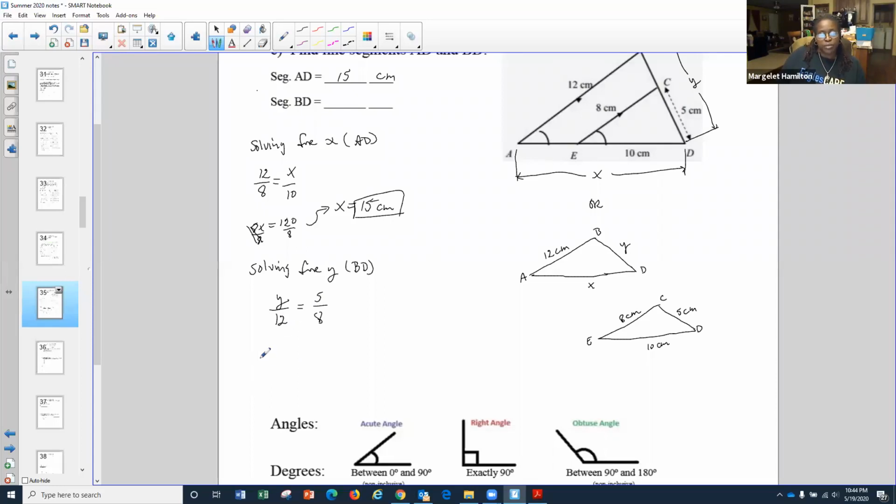Here I am cross multiplying. I get 8y. 12 times 5 is 60. And then divide by 8. Y equals 7.5.